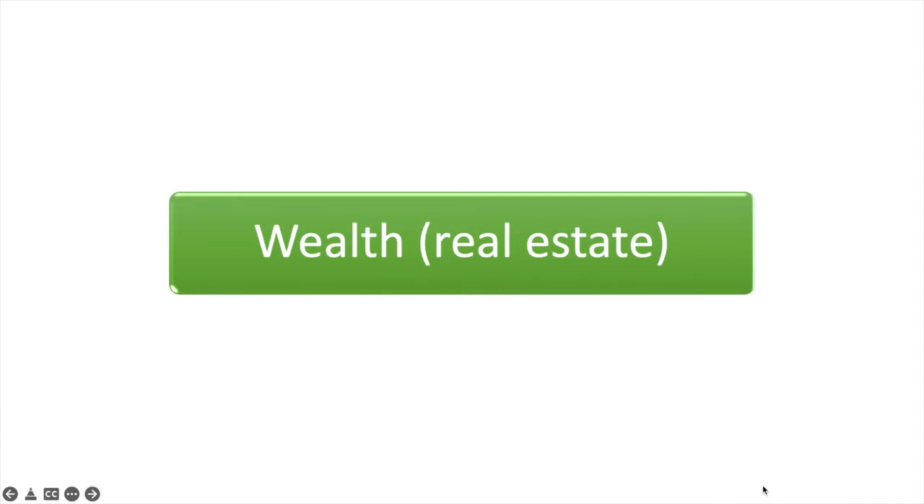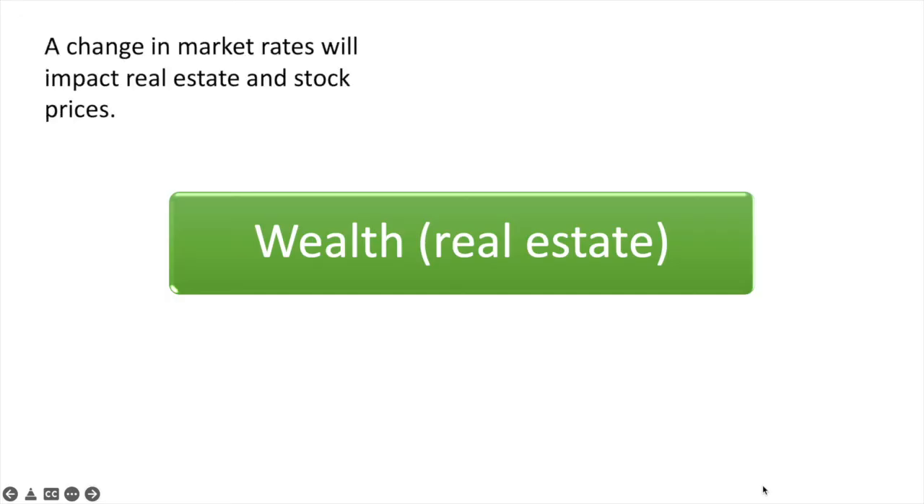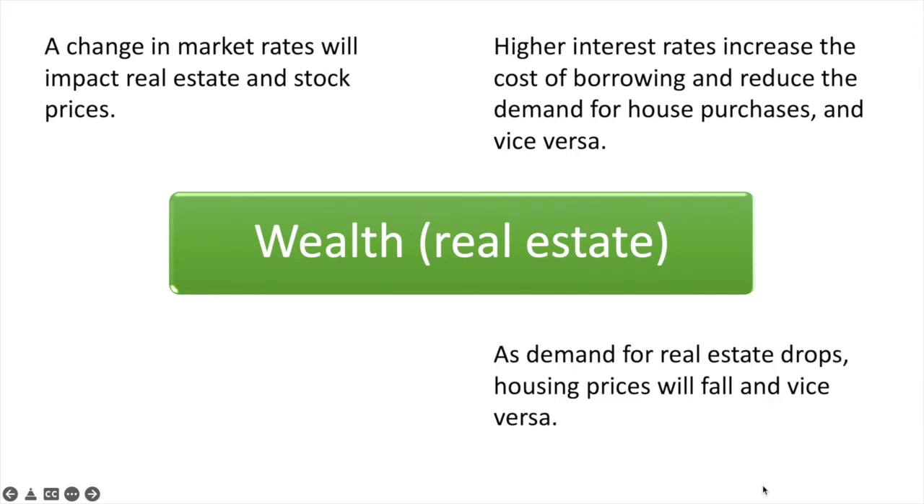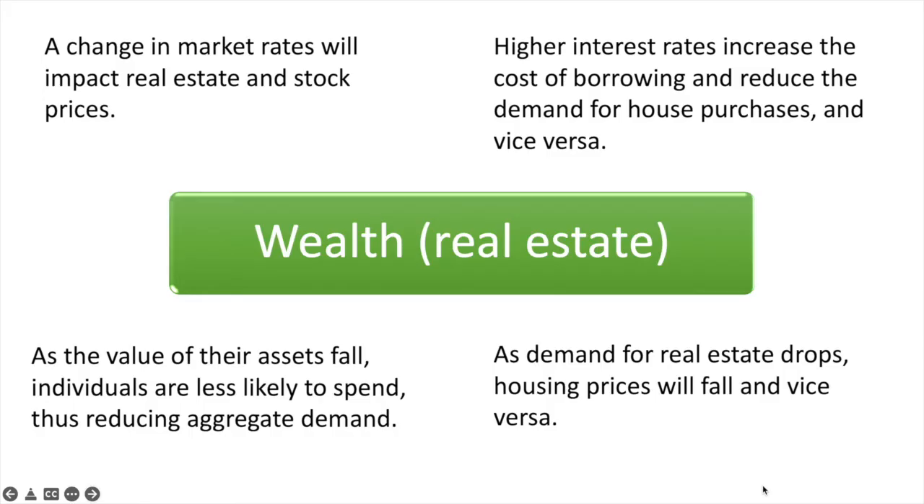Next up is wealth. The definition of wealth includes all of one's assets minus all of one's liabilities. The two assets we will focus on for the transmission mechanism will include real estate and stocks. A change in market rates will impact real estate and stock prices. Higher interest rates increase the cost of borrowing and reduce the demand for house purchases, and vice versa. As demand for real estate drops, housing prices will fall, and vice versa. As the value of their assets falls, individuals are less likely to spend, thus reducing aggregate demand.